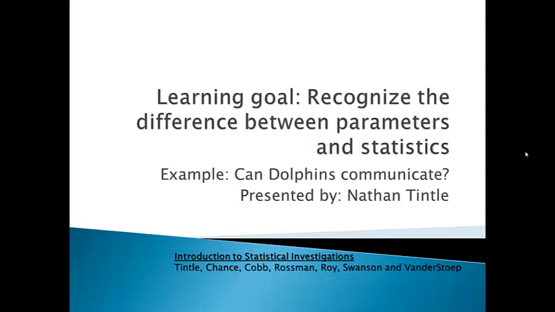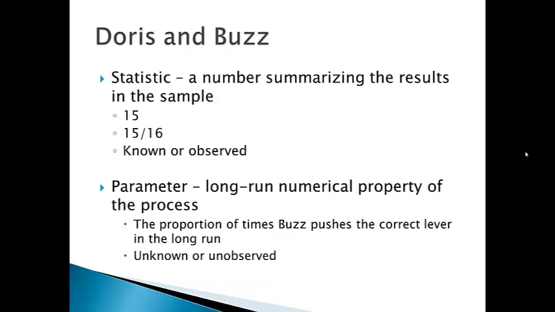In this learning goal video, we're going to talk about how to recognize the difference between parameters and statistics. We'll use the Can Dolphins Communicate example from the Introduction to Statistical Investigations textbook. In the Doris and Buzz study, the statistic is 15, or 15 out of 16.